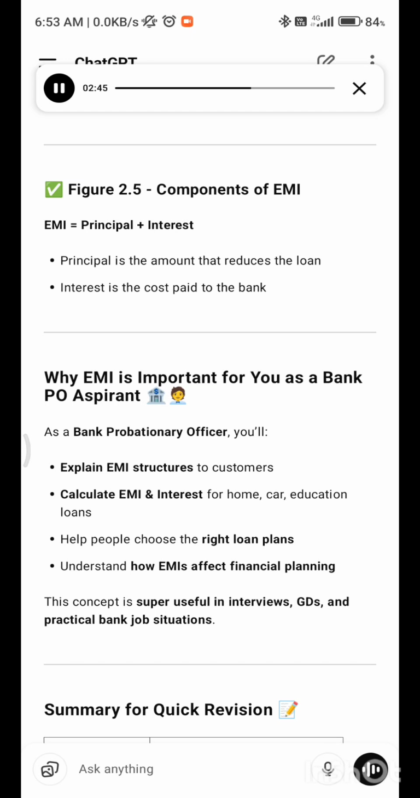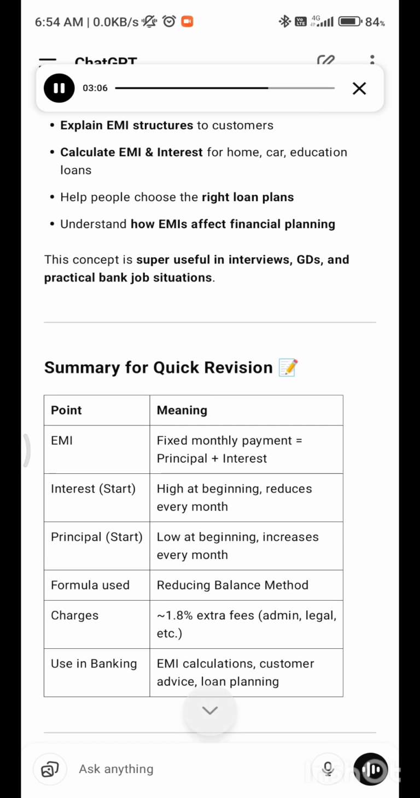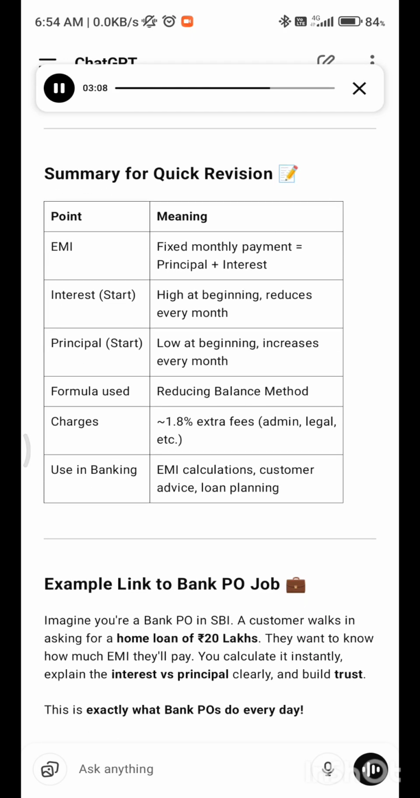Why EMI is important for you as a bank PO aspirant. As a bank probationary officer, you'll explain EMI structures to customers, calculate EMI and interest for home, car, and education loans, help people choose the right loan plans, and understand how EMIs affect financial planning. This concept is super useful in interviews, GDs, and practical bank job situations.